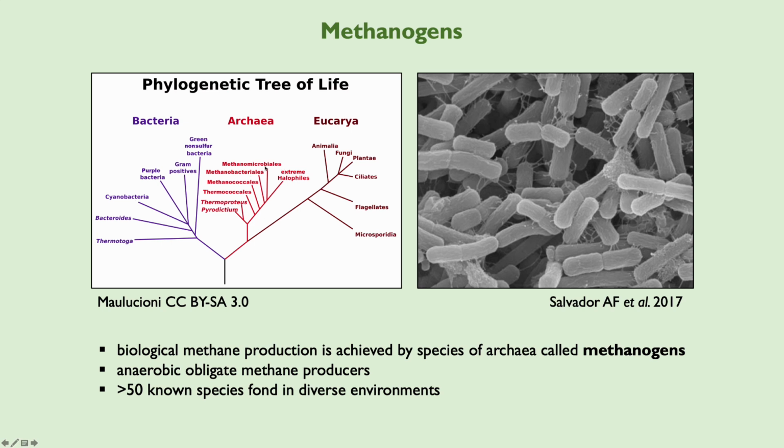So biological methane production is achieved by species of archaea that are known as methanogens. These methanogens are anaerobic, so they produce methane under anaerobic conditions. And they're also obligate methane producers, meaning that they have to produce methane to survive. There are also over 50 known species of methanogens. They can be either cocci or bacilli in shape.